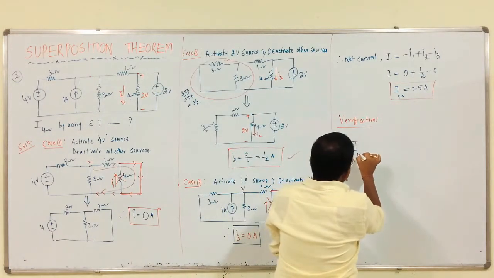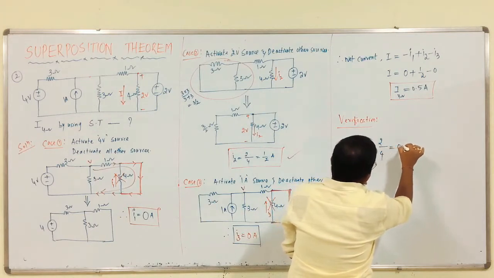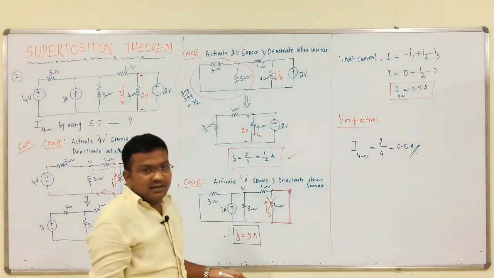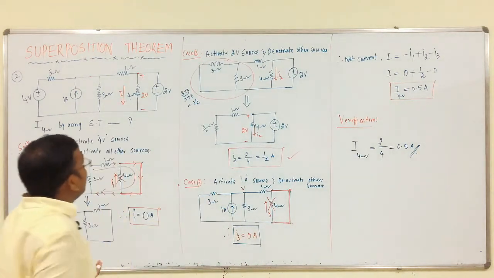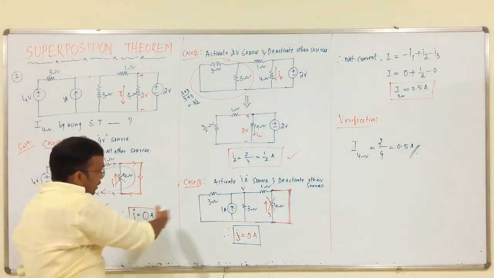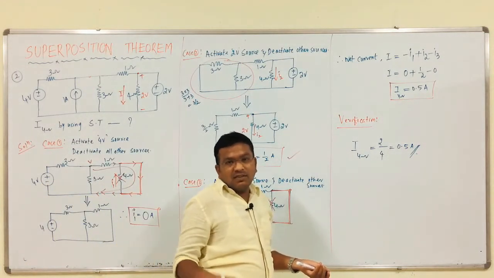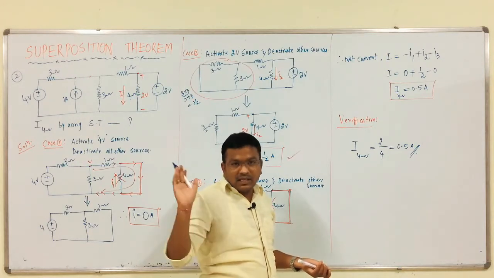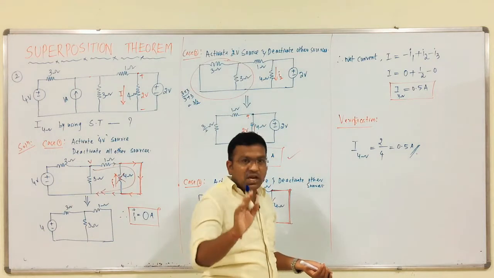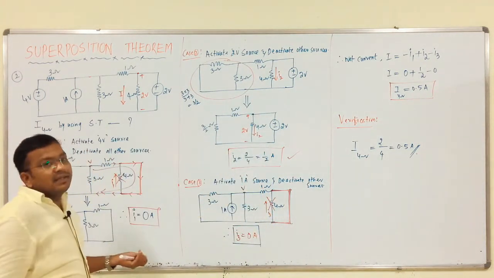Current through this 4 ohm branch is nothing but 2 by 4, which is equal to 0.5 amperes. See, the answer is satisfied, right? So, by looking at the circuit, we can tell the current through this 4 ohm branch. We need not solve the entire cases, case 1, case 2, case 3. By seeing the circuit, we can tell the current through that 4 ohm branch. Just for understanding what the superposition theorem is, here I am explaining all these 3 cases.